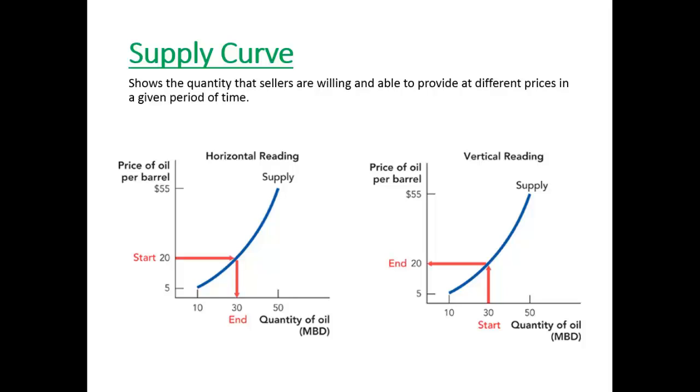If we're talking about the 10 millionth barrel of oil, the seller is willing to provide it for as low as $5. If we're talking about the 50 millionth barrel of oil, we see that the only way that the seller is willing and able to provide the 50 millionth barrel of oil is if the seller gets at least $55 per barrel.